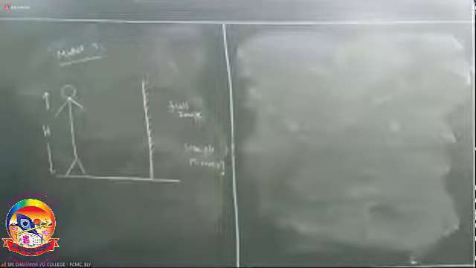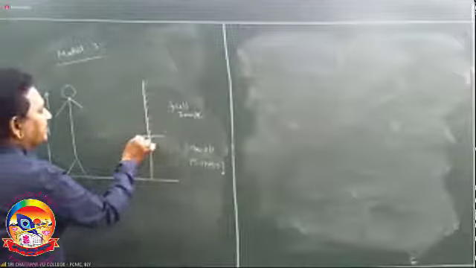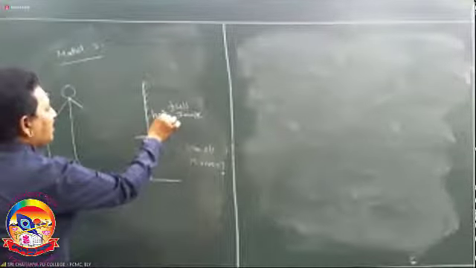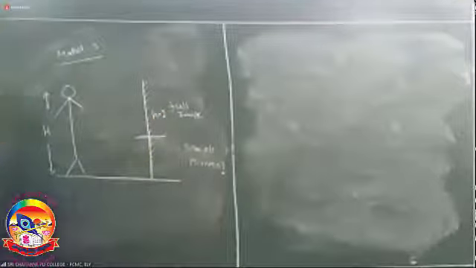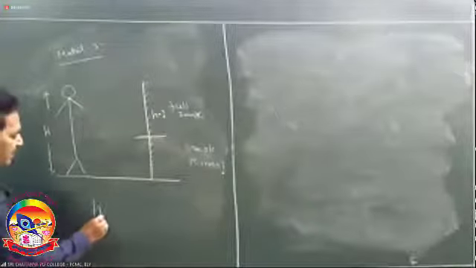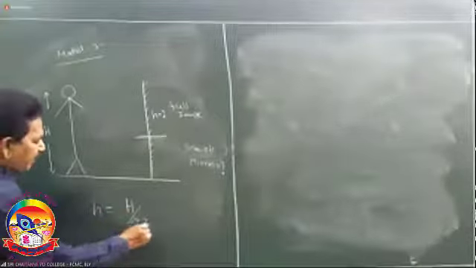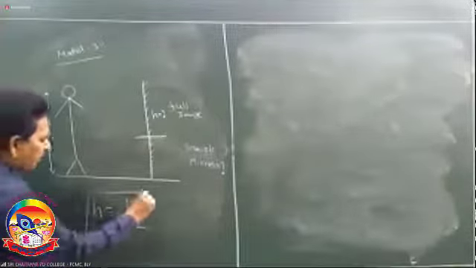We don't require this much length. Suppose I want only this much. Enough. What will be the size of this mirror to see the full image of a person in a mirror? First, I will tell the answer directly, then derive. What must be the size of the mirror? Small h is equal to H by 2. I will prove that on this side.